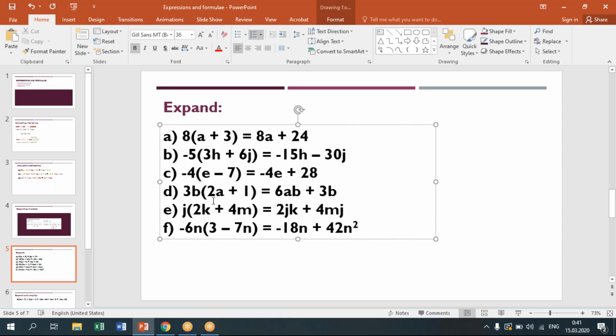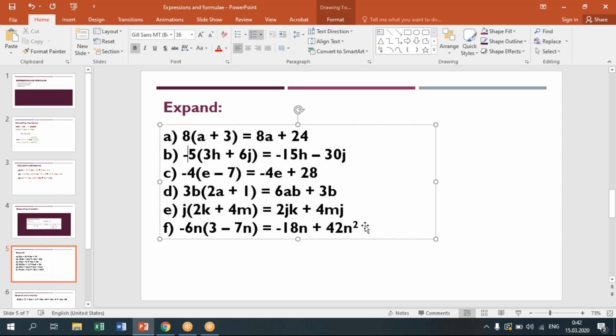Then 3b multiplied by positive 1, same, 3b. E, j multiplied by 2k, it will be 2jk. J multiplied by positive 4m will be 4jm. F, negative 6n multiplied by 3 will be negative 18n. Negative 6n multiplied by negative 7n will be positive 42 n to the power of 2.